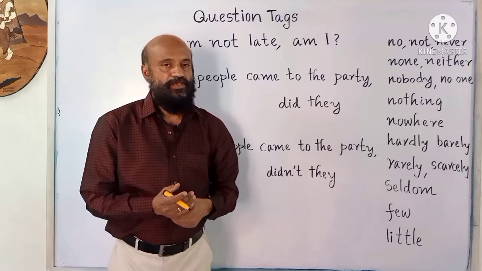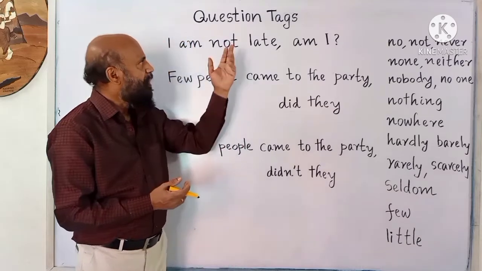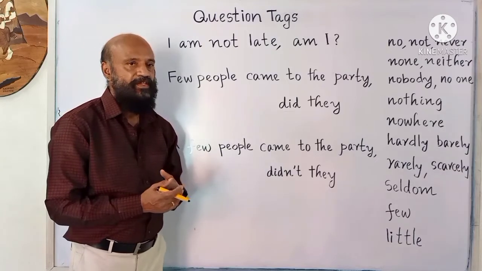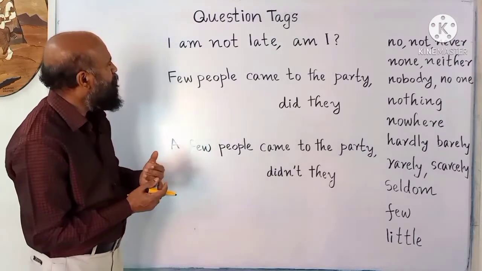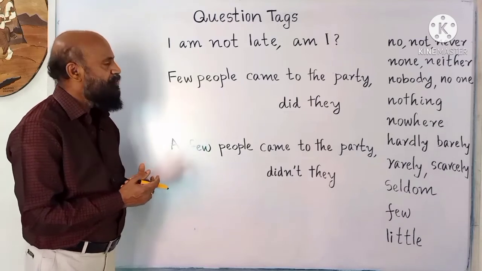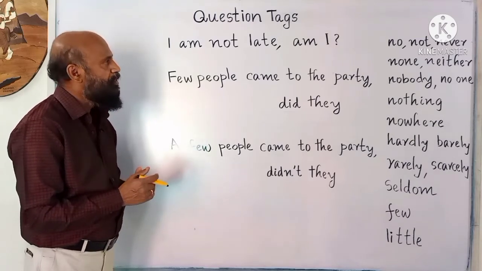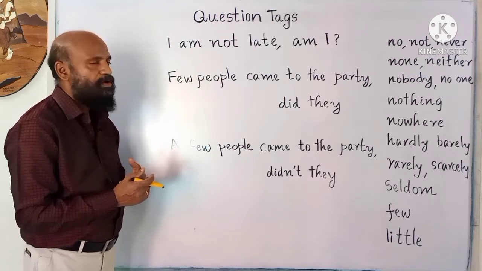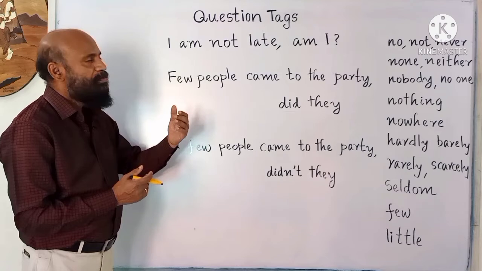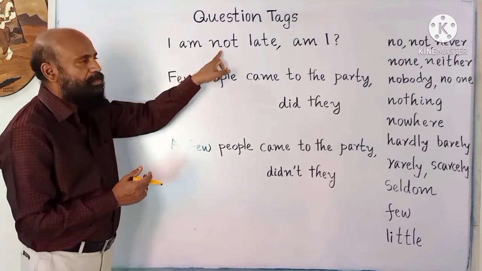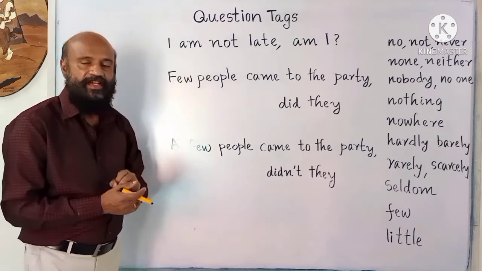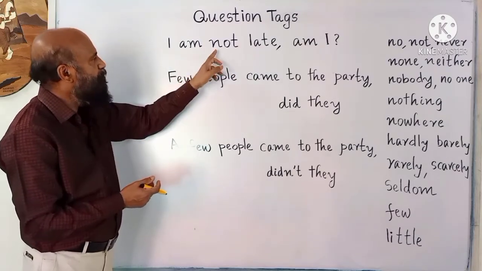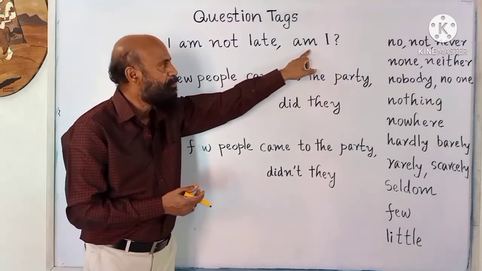In my previous videos on question tags, I have explained the rules regarding the usage of question tags. If the sentence is negative, the question tag is to be positive. So to know whether a sentence is negative, you have to know the negative words. The word not is a negative word. I am not late. It's a negative sentence, so the question tag is positive.